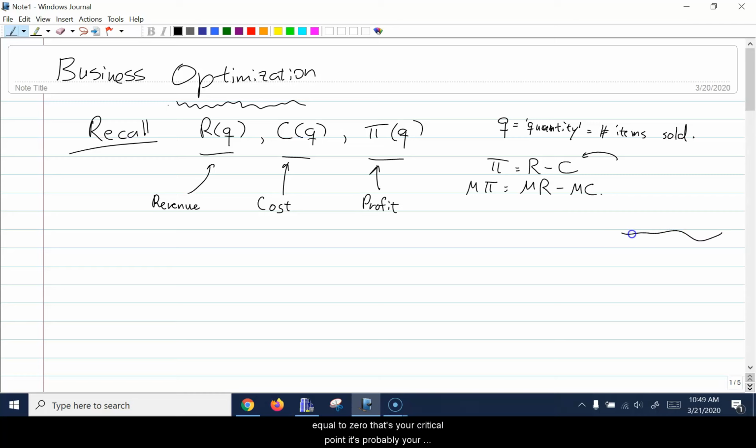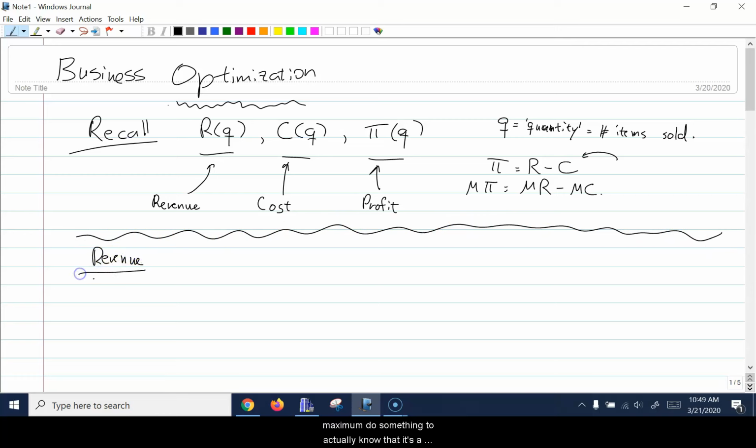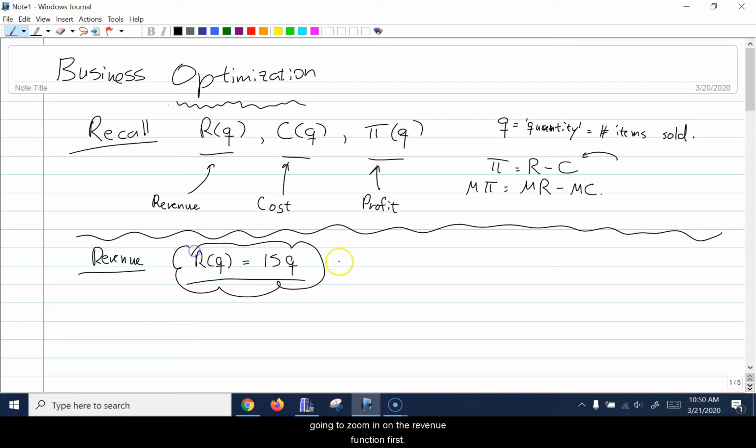So our first real new thing going on, though, is we're going to zoom in on the revenue function first. In the last batch of problems like this, we would often have a function of the form something like R of Q equals 15Q. When you have a version of revenue like this, what this means is that you're bringing in $15 for every item you sold. The interpretation of that is really easy. It means that you're selling the items for $15 a piece. This version's really easy because the price is fixed.